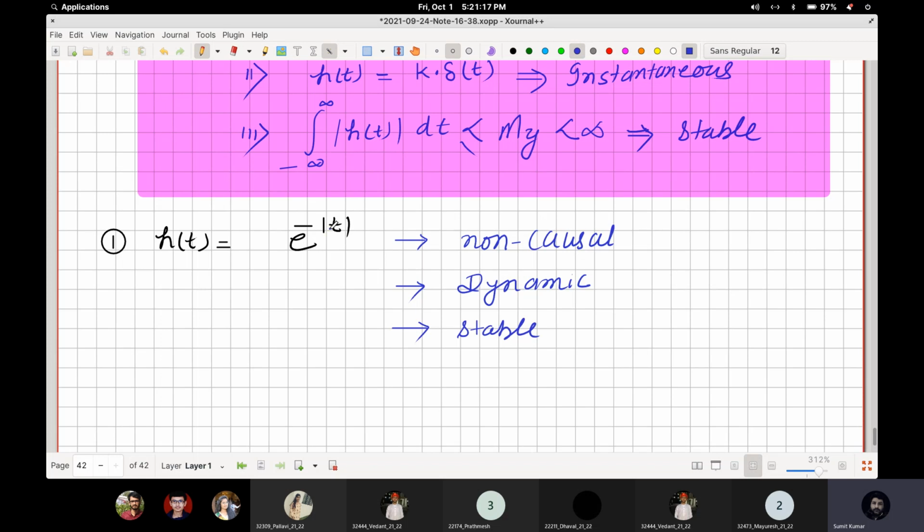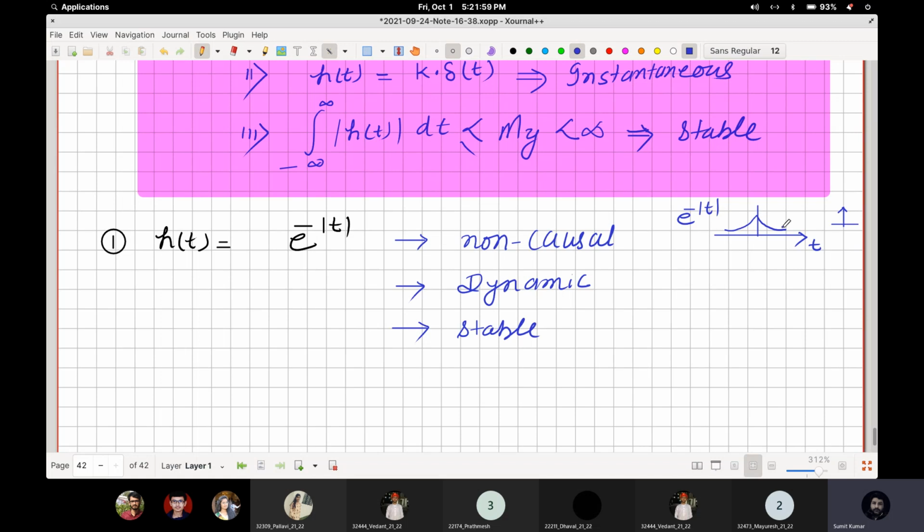Why is it non-causal? Because e to the power minus mod t, if you plot it, looks like this, and you can see that it exists for all values of time t. For a causal system, it should only exist for positive values and not for negative values. So it is non-causal. For an instantaneous system, it should be an impulse located at the origin, which it is not. It is located from minus infinity to infinity. That is why it is a dynamic system, and it is stable.